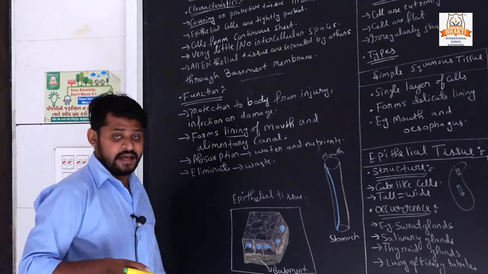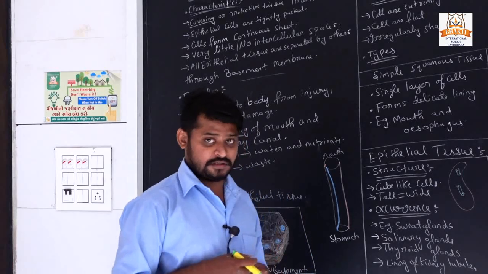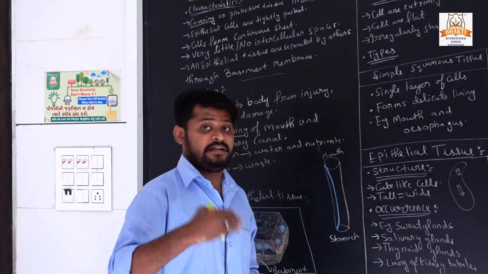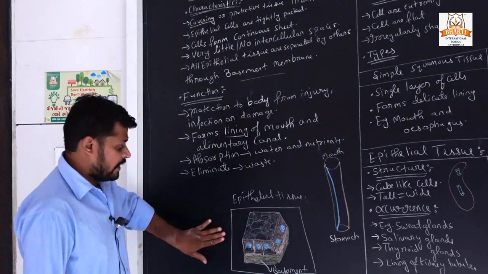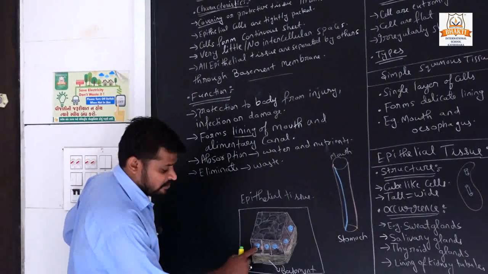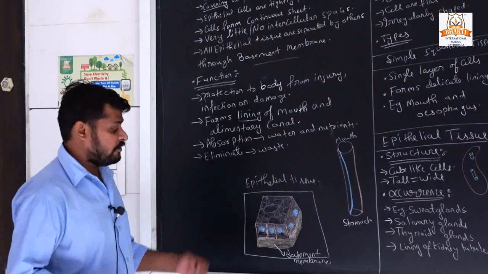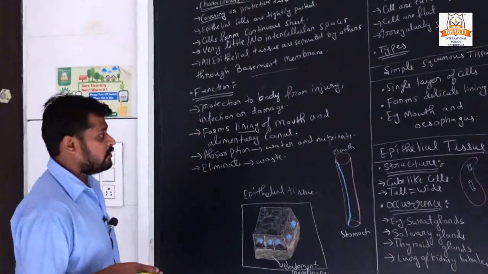Eliminate means the remaining waste, after absorption of water, minerals and nutrients, was eliminated with the help of epithelial tissue. This is the diagram of epithelial tissue, and these are the basement that give a surface to the epithelial tissue. So understand what is epithelial tissue.